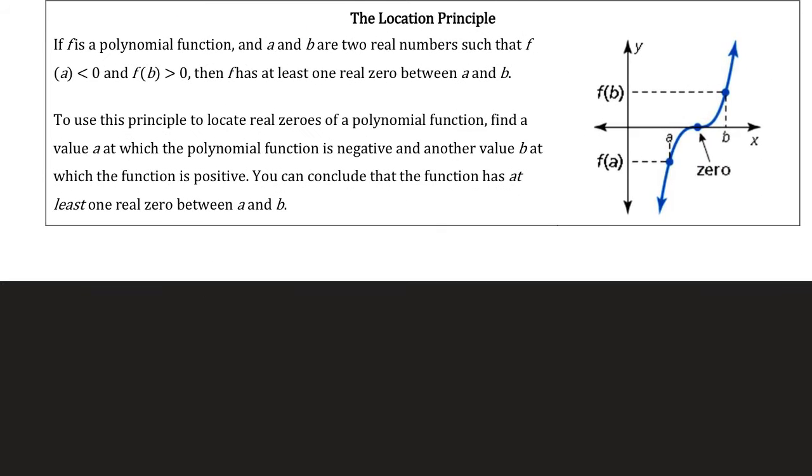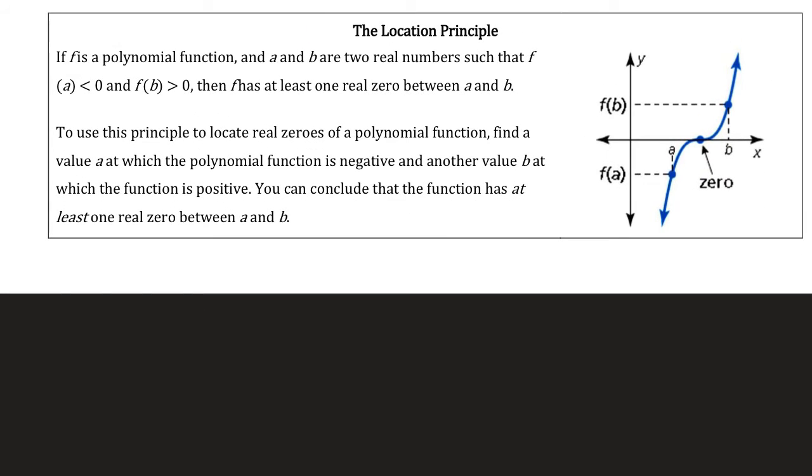The next concept here is called the location principle. What this basically says is if I have two x values, where one x value results in a negative y value and the other one results in a positive y value, then there's an x value in between them that is 0. So it helps us locate the real zeros, the points that fall on the x-axis. Those are our real zeros.